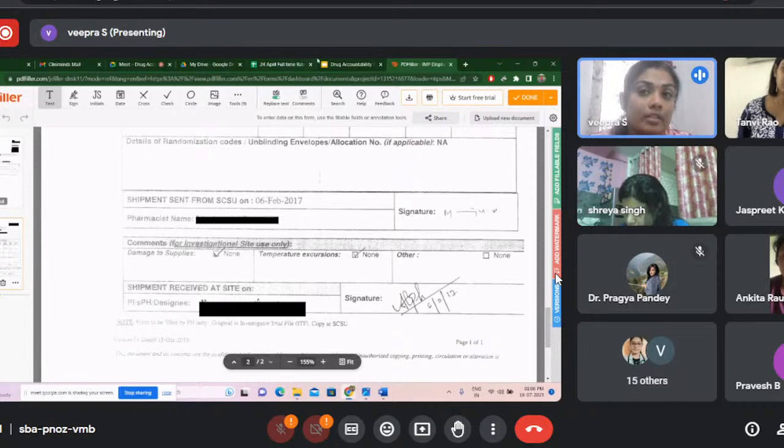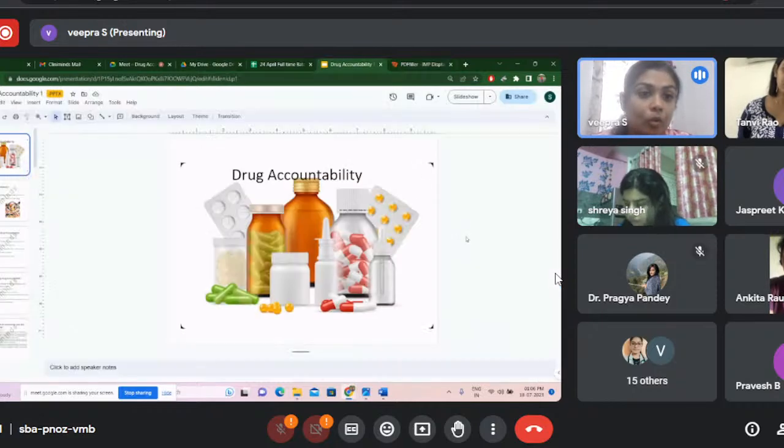And where can you store these documents after providing the acknowledgement? Where will you store these documents?